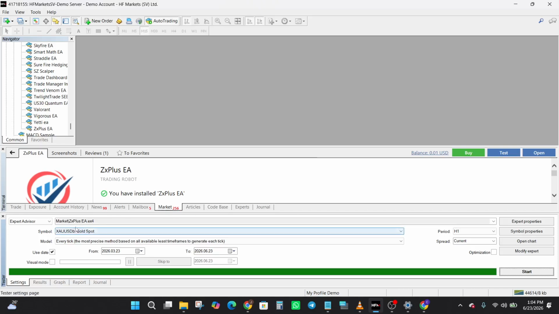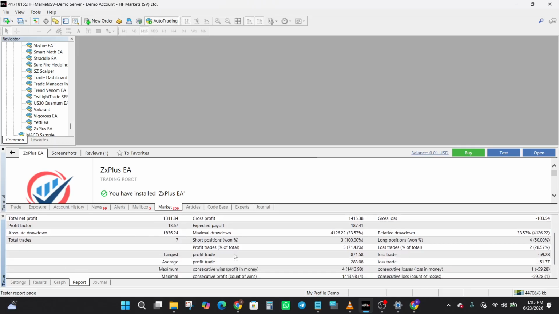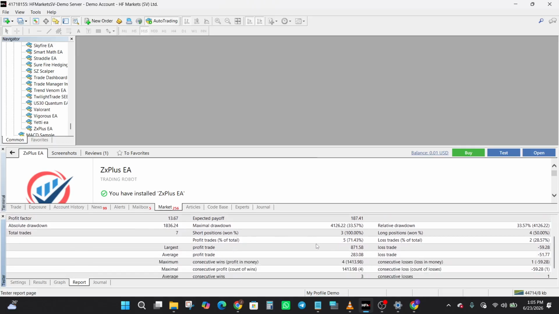So we are testing the ZxPlus EA on XAUUSD on the H1 time frame. We are using the every tick modeling, and we are testing over the past 3 months from 23rd March to 23rd June 2026. All right. And from an initial deposit of $10,000, the total net profit was $1,311.84. Total trades taken were 7, out of which 5 were profitable, giving us a 71.43% win rate.